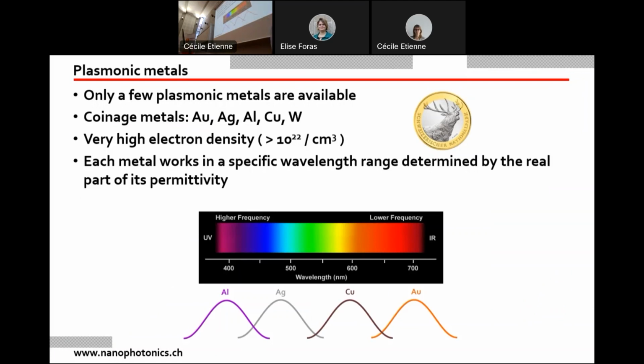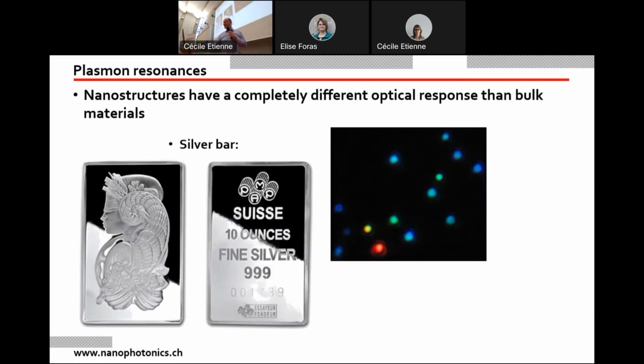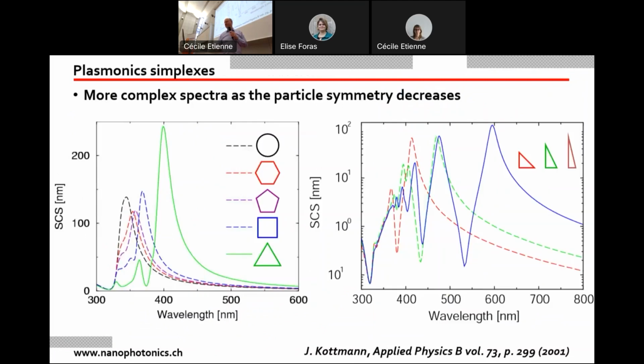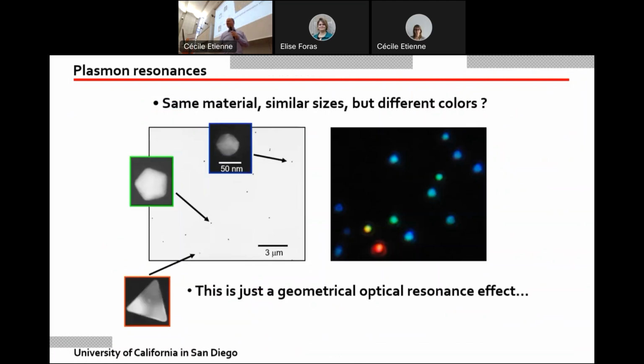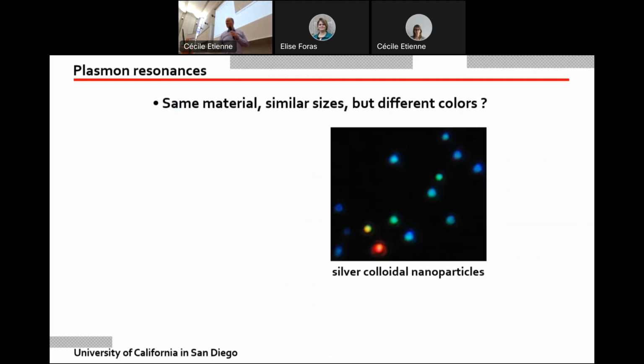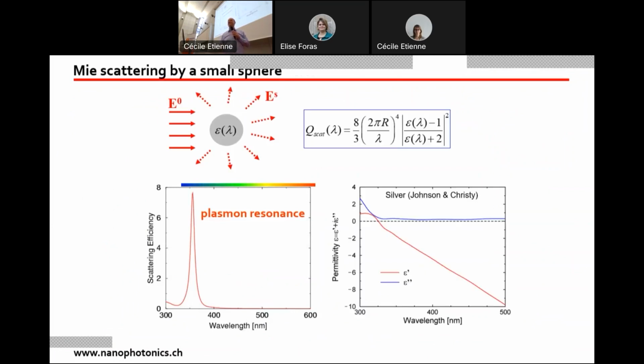Okay. Do we know the condition of what makes a metal plasmonic? So the condition is just to have enough electrons. And of course, if you think about it, what we would like is to have an effect possibly in the visible. So you probably know that all metals have a negative permittivity.